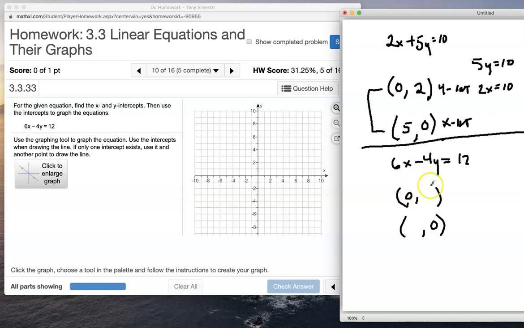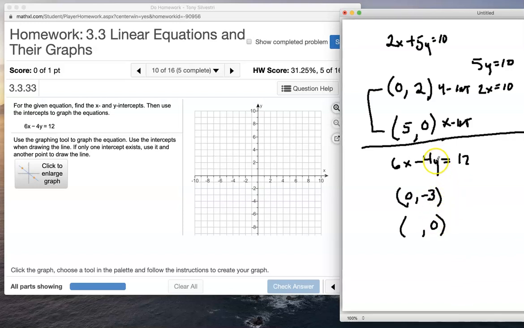So here's what I'm going to do. I'm not going to do any side calculations here, nor should you. If x is 0, 6 times 0 is gone. You're left with this: negative 4y equals 12. You can do this in your head. Divide both sides by negative 4 to solve for y. 12 divided by negative 4 is negative 3. Okay, that's done. That's the y-intercept.